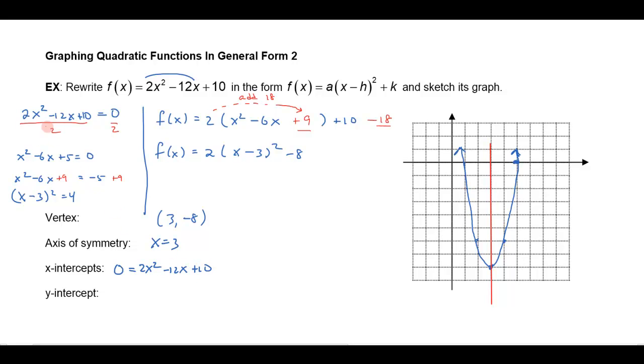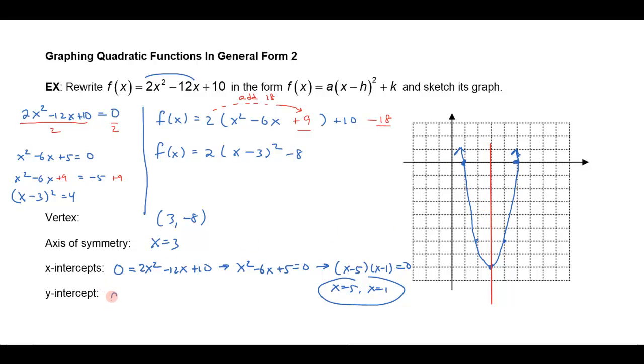So notice that's the same thing as what I did up here. If I divide both sides by 2, I'll get x squared minus 6x plus 5 equals 0. And then if I factor that as x minus 5, x minus 1, you can see that x equals 5 and x equals 1 are your x-intercepts. And that's exactly how they should be, so everything is matching up correctly.